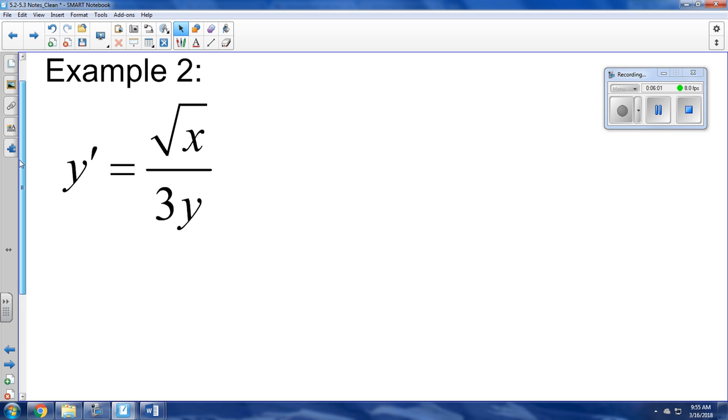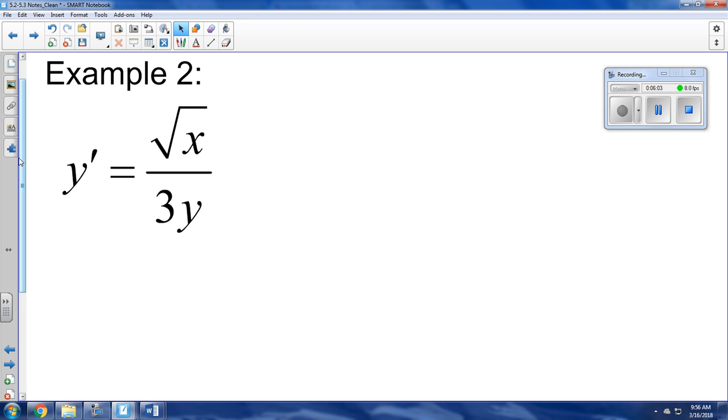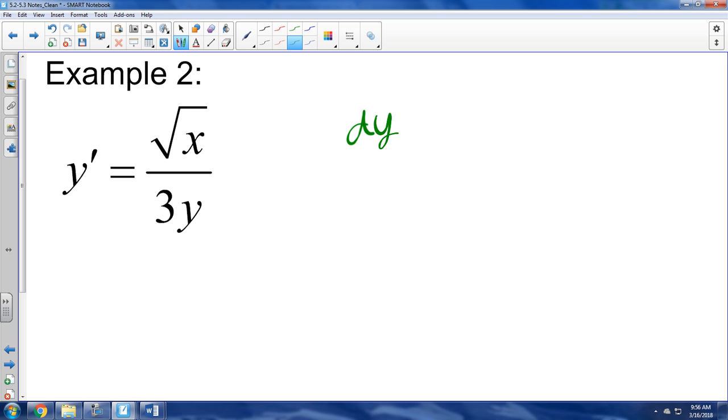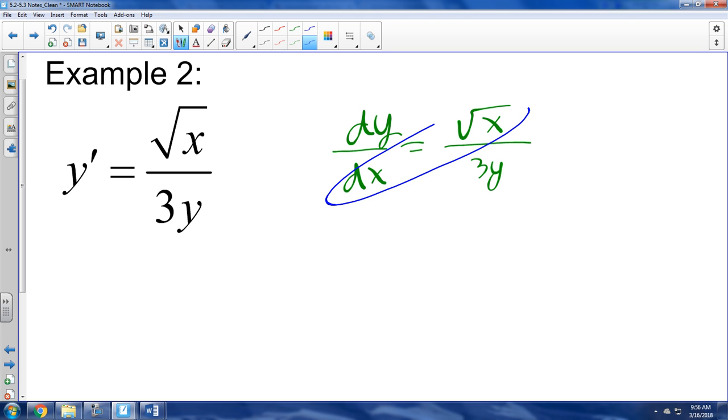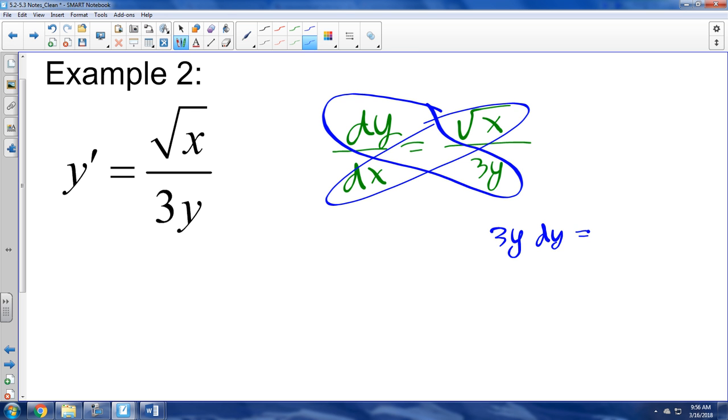Okay, so our next example, this is another straightforward example. I'm going to go a little bit faster on this. I'm going to go dy dx equals square root of x over 3y. But the whole big idea is to cross multiply and then integrate both sides. You want to get the y's all to the left usually, and the x's all to the right.